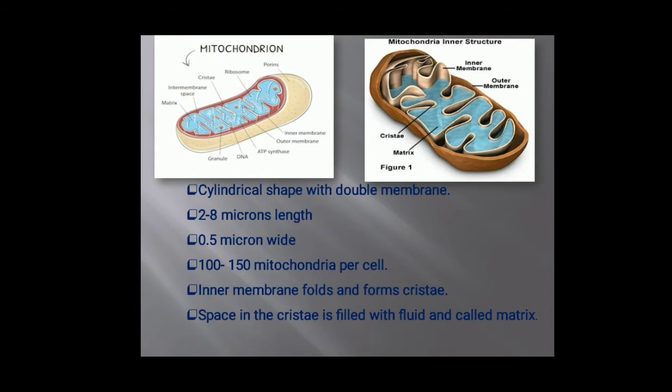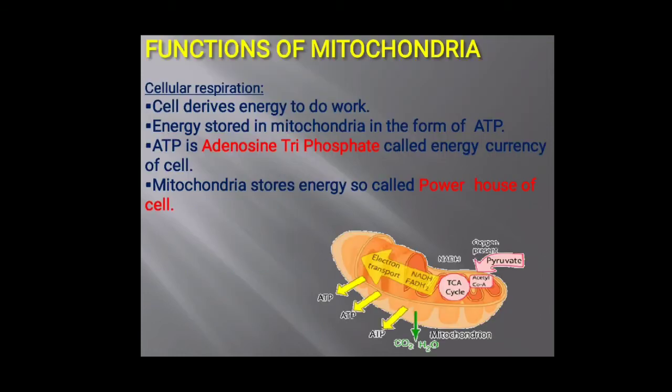When you see under the compound microscope, you can only see oval or cylindrical structures. If you understand the complete structure, you can see that the mitochondria is made up of two membranes. It is a double membrane structure. The inner membrane folds into interior structures called cristae and the space between the cristae is filled with a fluid called matrix.